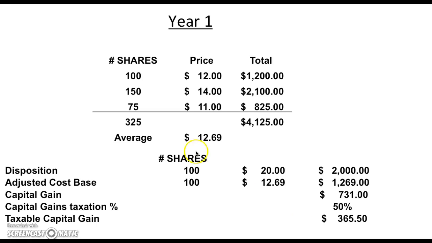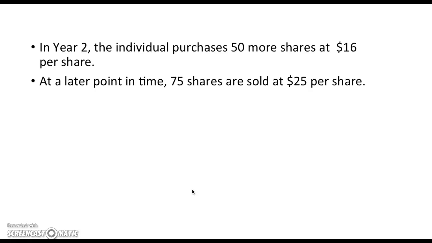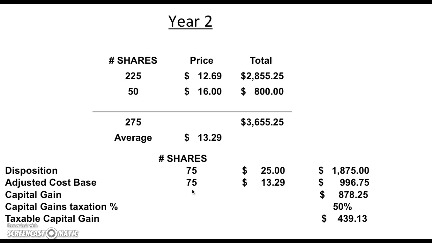So assuming that those were the only transactions, that individual would end the year with 225 shares at an average cost of $12.69. So let's assume in the second year that individual purchases 50 more shares at $16 per share, and at a later point in time sells 75 of those shares at $25 per share.